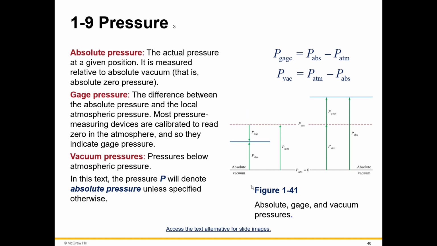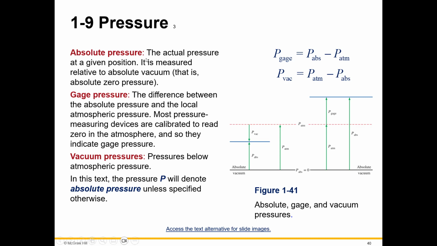Then when we're talking about different kinds of pressure, you've got absolute pressure, you've got gauge pressure, and you've got vacuum pressure. And so over here on the right, I do want to point out that the gauge pressure, P gauge, is equal to the absolute pressure minus the atmospheric pressure. Because we want to exclude the atmospheric pressure, right? Or the vacuum pressure is equal to the atmospheric pressure less the absolute pressure.